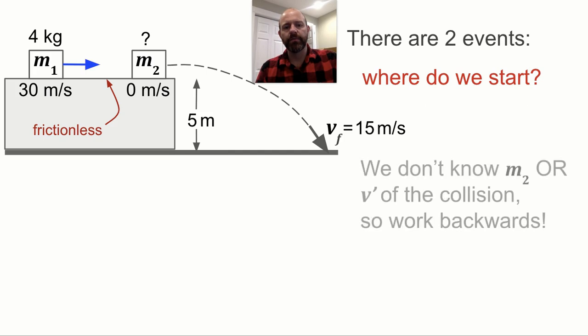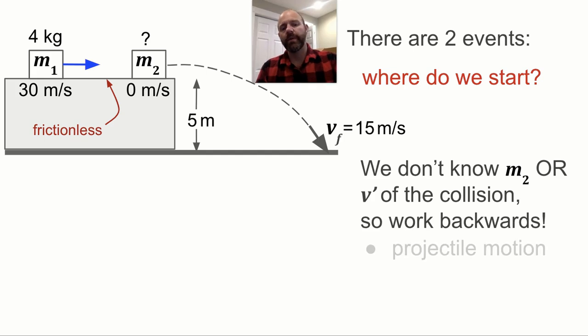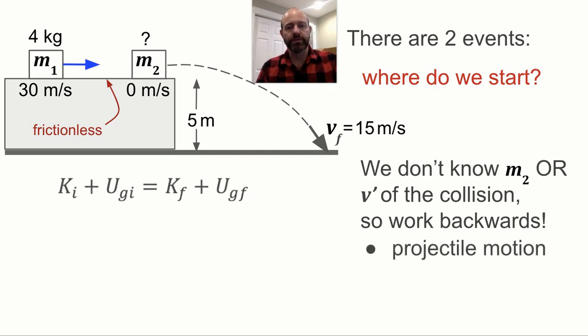Well, the thing we don't know about is M2, and we don't know the velocity of blocks 1 and 2 together after the collision. So the collision we don't really know very much about. So we're going to have to work backwards. We're going to start with projectile motion. And normally with projectile motion, you might think of this as a problem where you would use kinematics. But since we're talking about conservation laws here, we're going to use this.